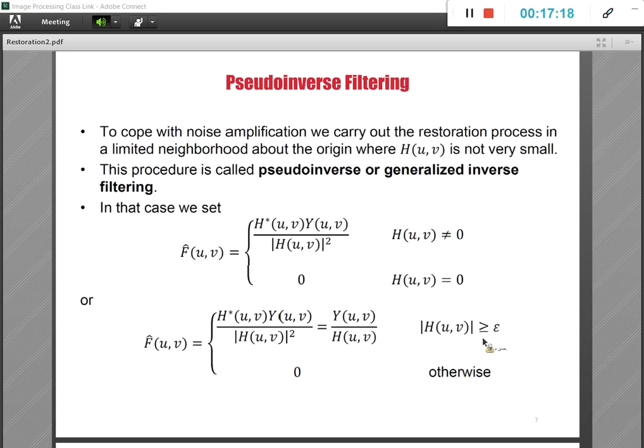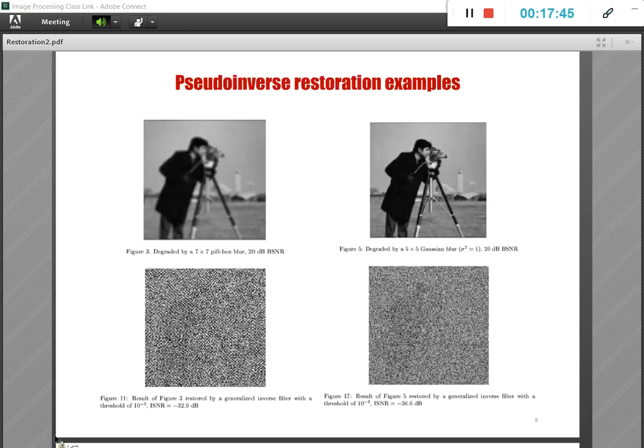For example, if H is very small, not exactly 0, but very small, lower than some dBs, we neglect it. This neglects the noise amplification problem, and this is named pseudo inversing.